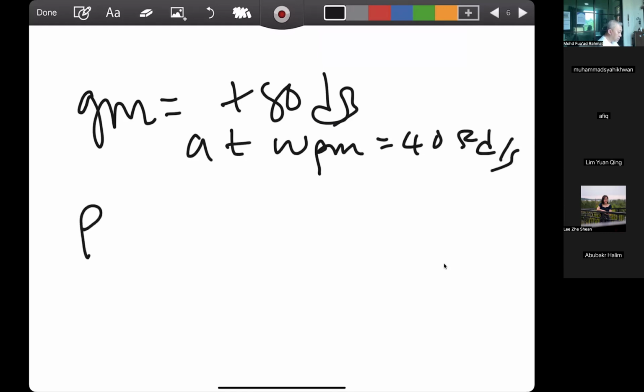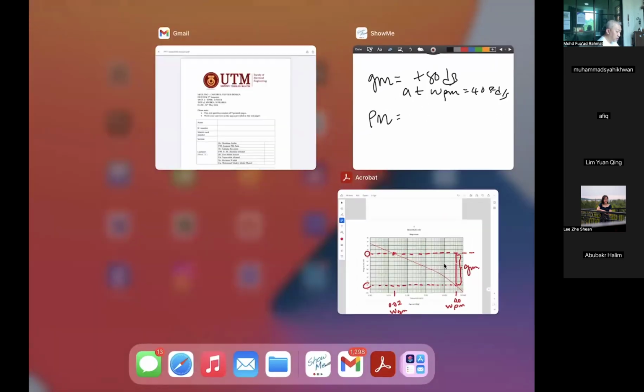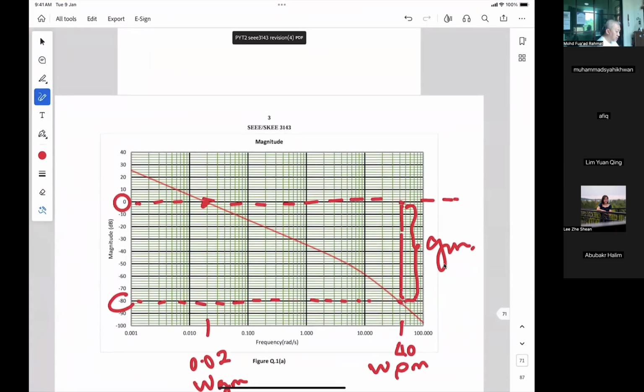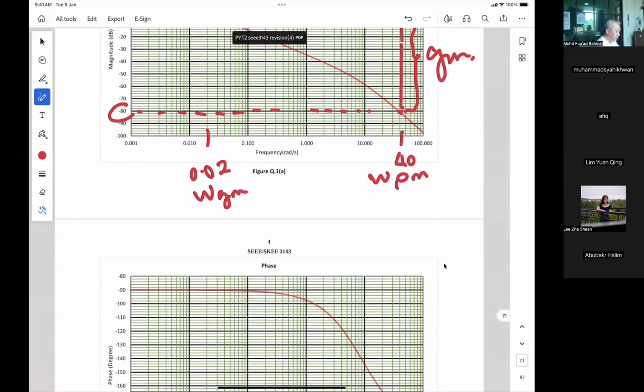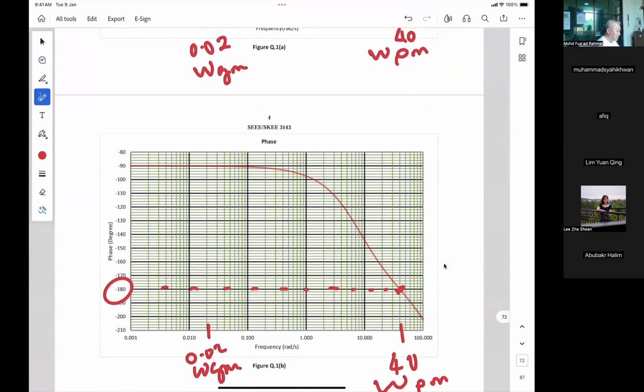And phase margin? Afiq? Oh, 40. 40 degree. Alah, tidak tak 40. Sini bang. Dia berlaku dekat sini kan. Oh, ni ya. Besar ni.